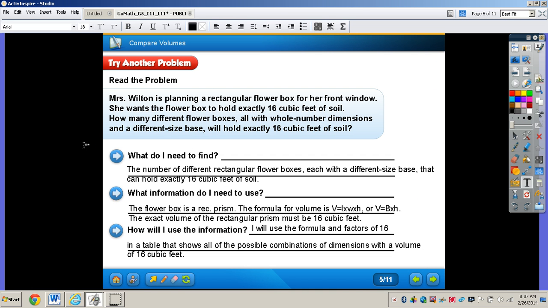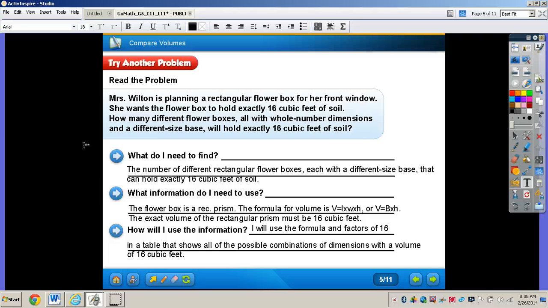Let's take a look at the problem on page 448 in your math book. It reads, Mrs. Wilton is planning a rectangular flower box for her front window. She wants the flower box to hold exactly 16 cubic feet of soil. How many different flower boxes, all with whole number dimensions and different size base, will hold exactly 16 cubic feet of soil? So the first thing we need to do is figure out, what do I need to find, what information do I need to use, and how will I use the information? So first of all, what do we need to find? In other words, we're going to focus in on that question that they're asking us.